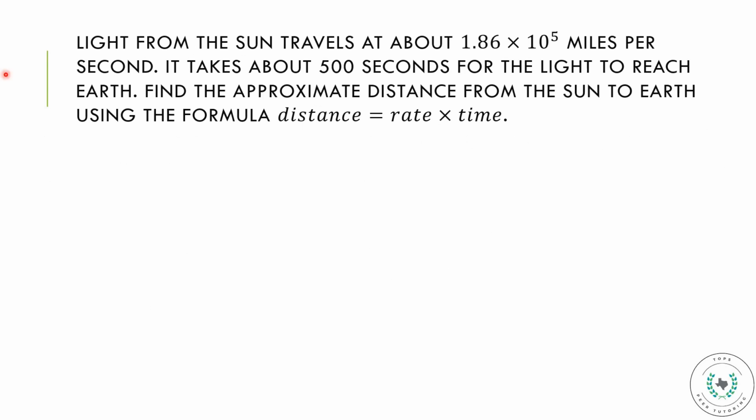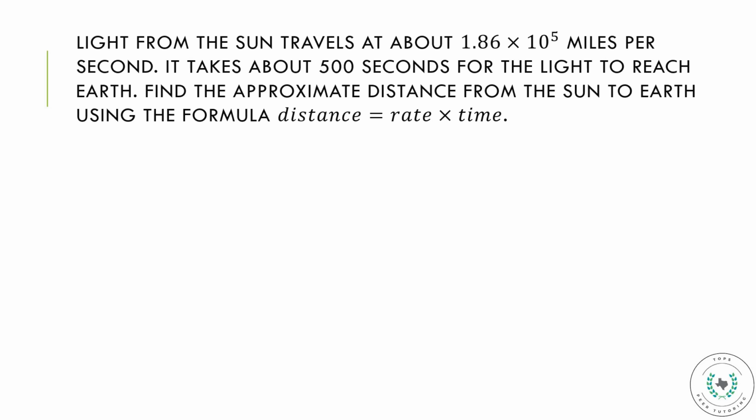So let's read it out. Light from the sun travels at about 1.86 times 10 to the power of 5 miles per second. It takes about 500 seconds for the light to reach Earth. Find the approximate distance from the Sun to Earth using the formula distance equals rate times time.